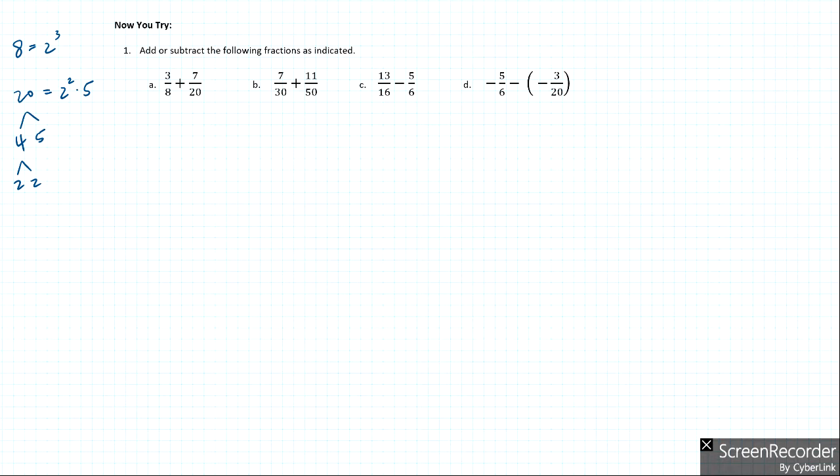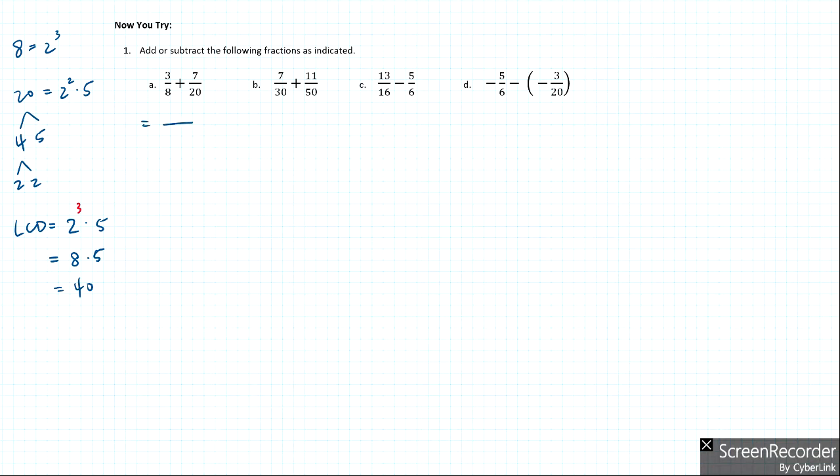And now if I want to find the least common denominator, I have a base factor of 2 and a base factor of 5. And now I want to look at the highest degree of these base factors in terms of the factorization we have. For 8 we have 2 cubed, and for 20 we have 2 squared, so the highest degree of 2 would be 2 cubed. And 5 we only have once, so it's just 5. And as a result, 2 cubed times 5 will be 8 times 5, or 40. And that's going to be the least common denominator.